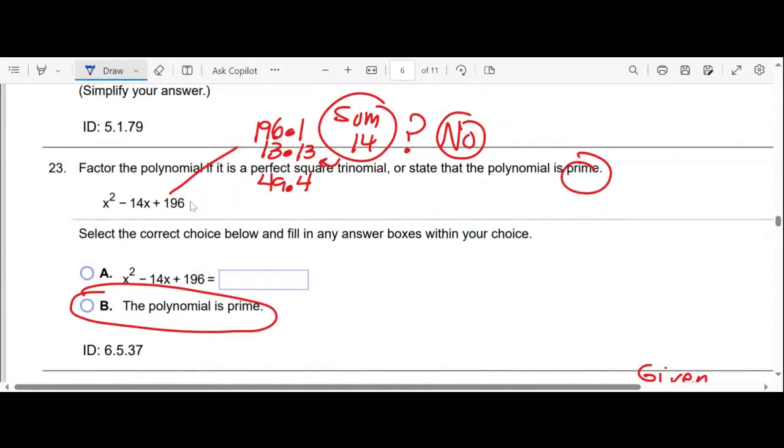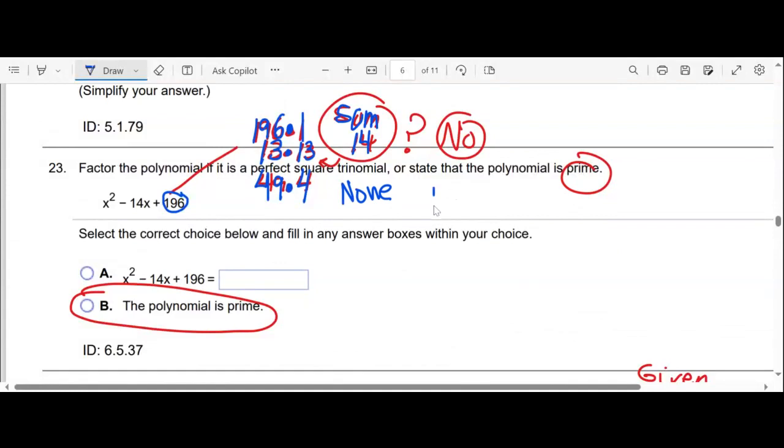Okay. So 196 can be what? 196 times what? 1. Or can be 13 times what? 13. Or it can be 49 times what? 4. I need the sum to be how much? The sum has to be 14. Which number will give you 14? Nothing. None.